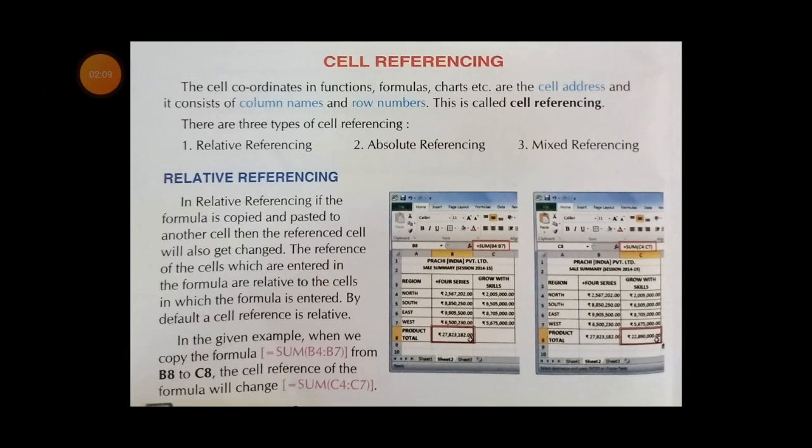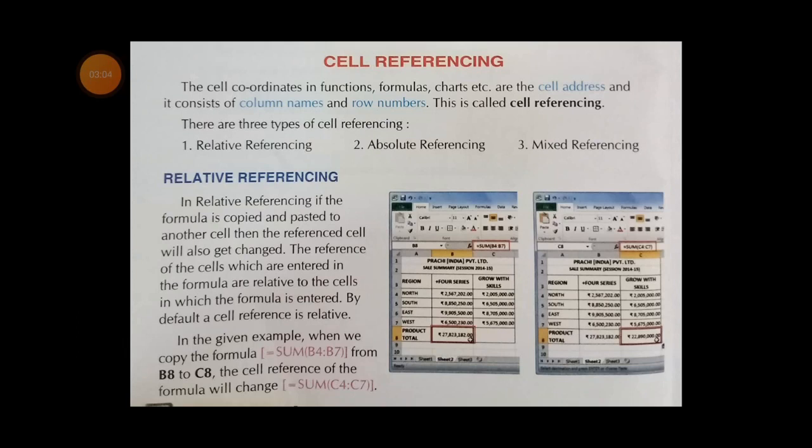What is cell referencing? The cell coordinates in functions, formulas, charts, etc. are the cell addresses, and it consists of column names and row numbers. This is called cell referencing.